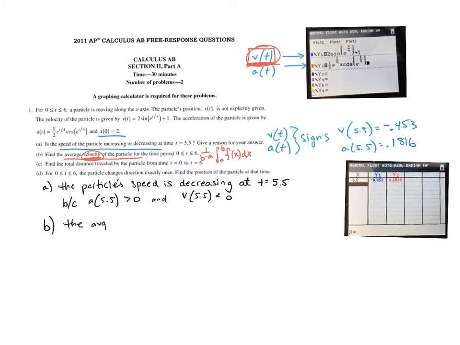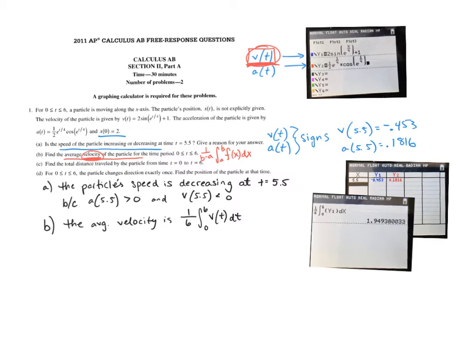So for part B, I'm going to write out the average velocity function. The average velocity is 1 over b minus a. So if we're going from 0 to 6, that's 1 over 6 minus 0 times the integral of 0 to 6 of our velocity function. And I'm just going to write v of t dt to save time. And then I'm going to go to my handy dandy calculator.